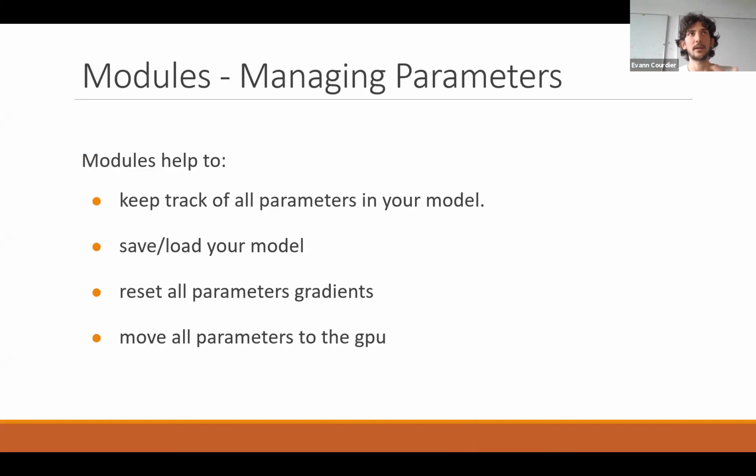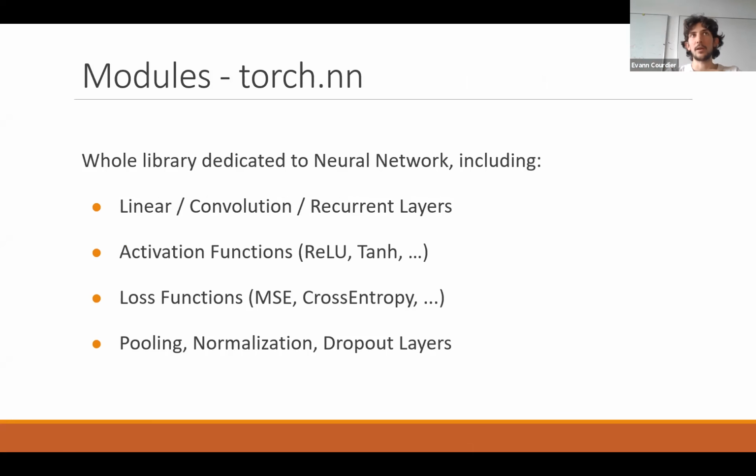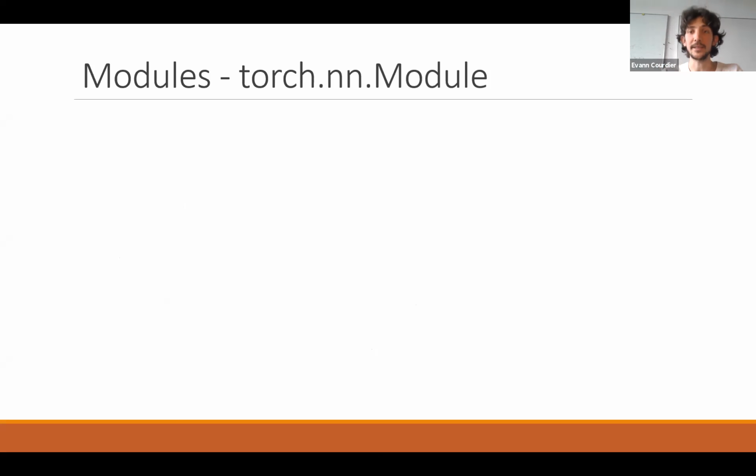You can just do it with the help of modules. As I said, PyTorch provides a lot of predefined modules. There is actually the torch.nn submodule of PyTorch, which is a whole library dedicated to neural networks. They have convolutional layers, recurrent layers, activation functions, loss functions, and so on. It's full of functions that you might need.